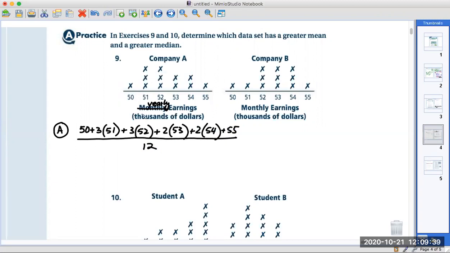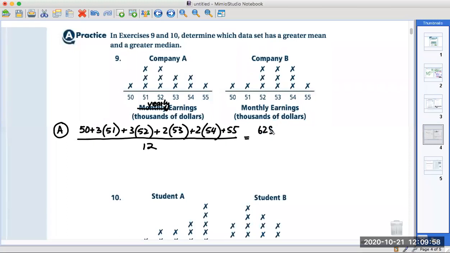Because we got, why do we have 12? I wonder. That sounds like 12 months. Huh. Oh, well. Now we get 628.